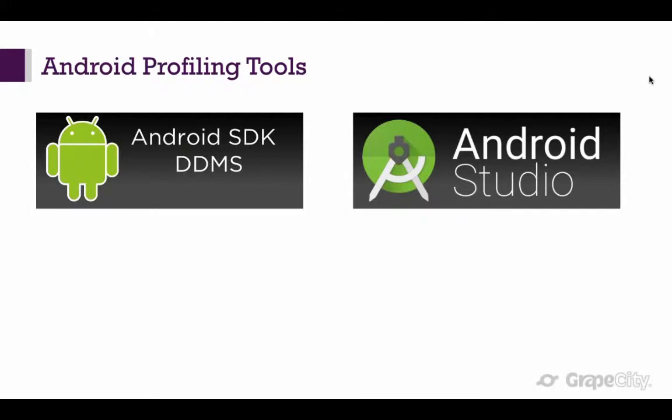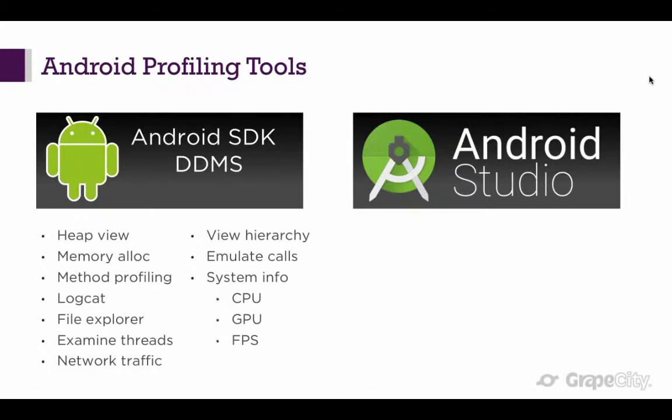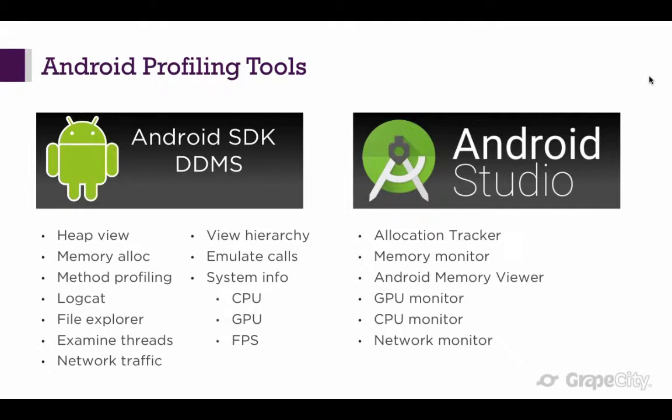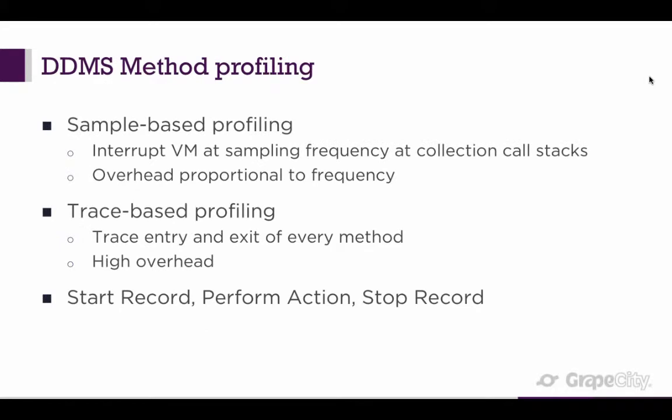So the profiling tools available to us, we have DDMS, which has all these different features. And then Android Studio has been coming up with some new stuff in 2015 to enhance what DDMS was missing. For today's talk, we're only going to focus on method profiling, heap view, and memory allocations in DDMS, and then the allocation tracker and the memory monitor in Android Studio. We're going to start with doing some method profiling using DDMS.